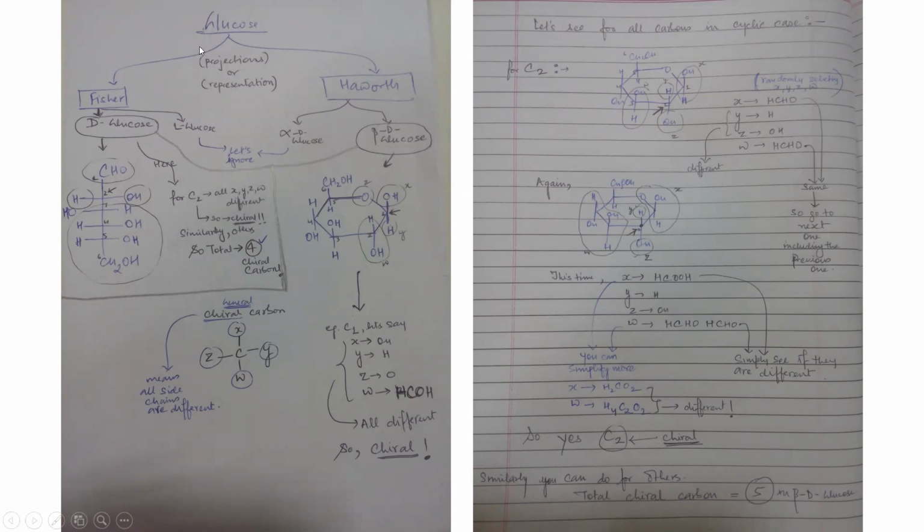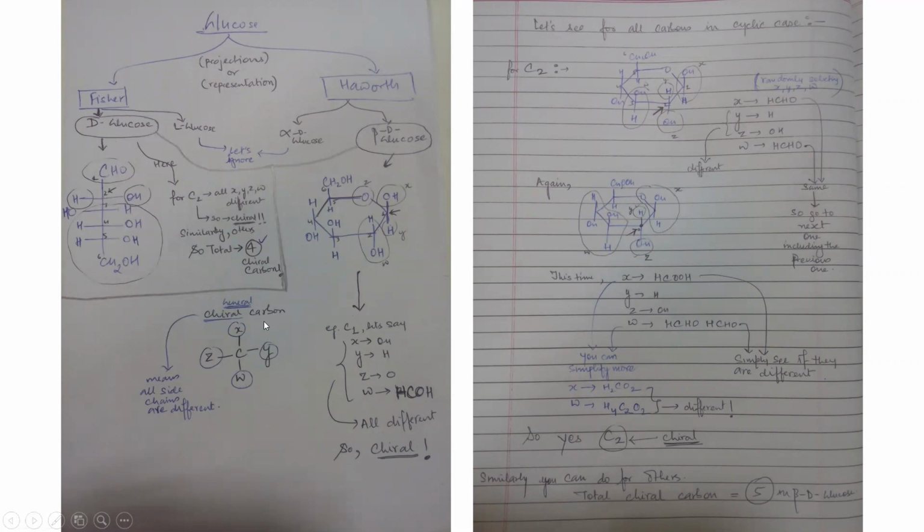Glucose can be shown either in a Fisher projection or a Haworth projection. In Fisher projection, you can show it as D-glucose or L-glucose. I'm just giving an example of how D-glucose looks. It's a straight chain, and it's easier to find the chirality of a carbon by just counting whether the carbon has 4 different bonds or not.